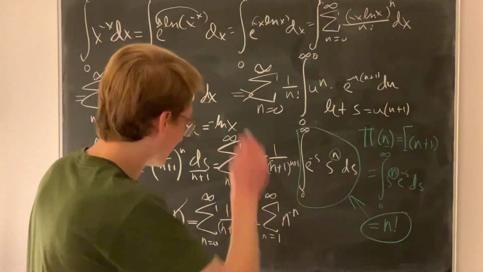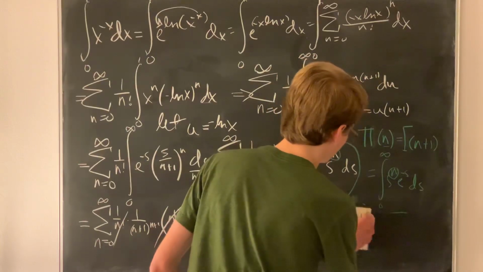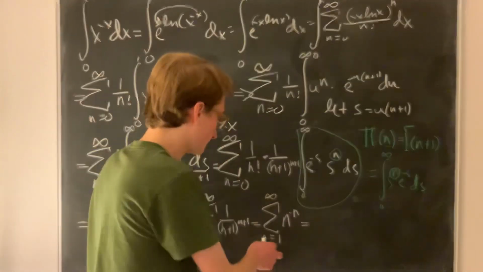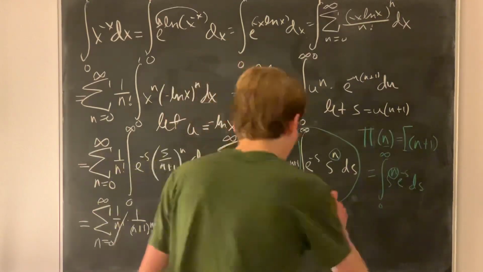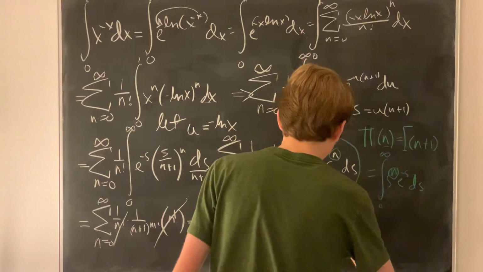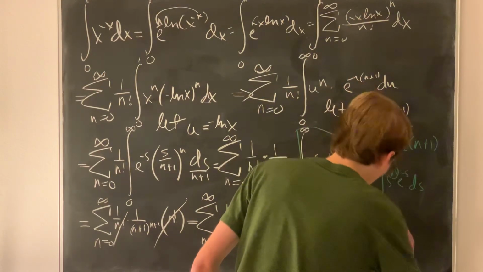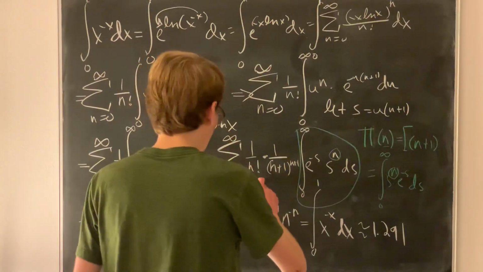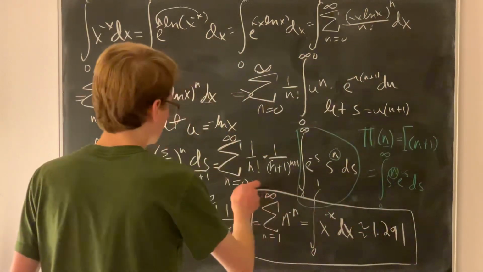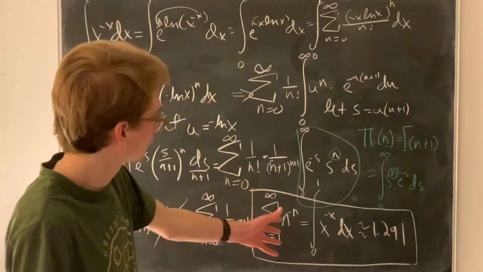Oh, nice, isn't that? So, just to conclude things, I'm going to erase this here. We've concluded that the sum as n goes from 1 to infinity of n to the negative n is the same thing as the integral from 0 to 1 of x to the negative x dx, which, if you're curious, is approximately equal to 1.291. And so here we have it, my friends. Oh, wow. A little bit of a lopsided box. But no matter, it is a beautiful result nonetheless.